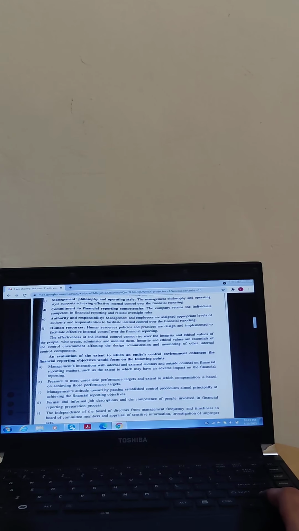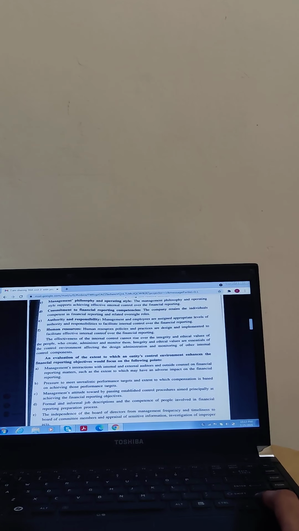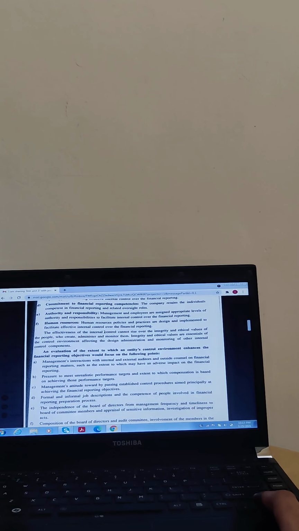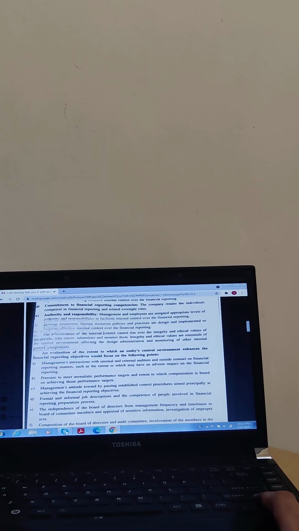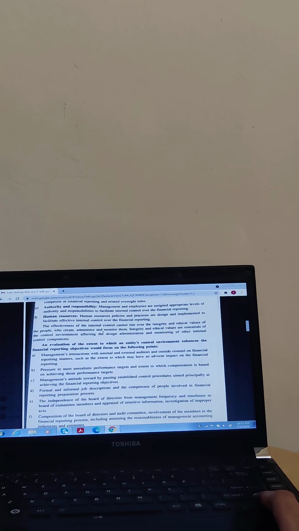Then commitment to financial reporting competencies. Commitment to financial reporting competency is how competent a particular individual is, how they are using their roles and responsibilities, how punctual they are in carrying out their duties, how well they are reporting to the company, and how they are maintaining the financial records. Lastly, it is your human resource: how much human resource is available, how you are going to pay bonuses, how you are going to compensate the employees, what salary you are paying, etc. will be taken into consideration.